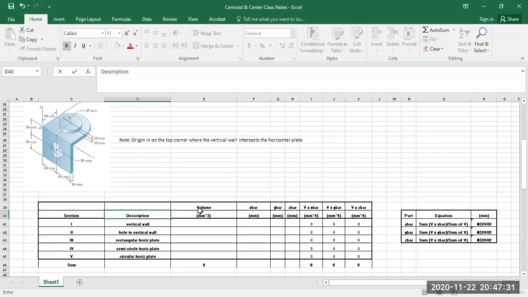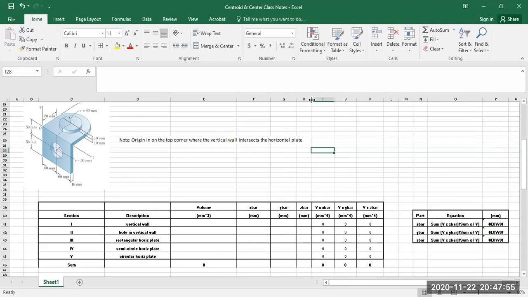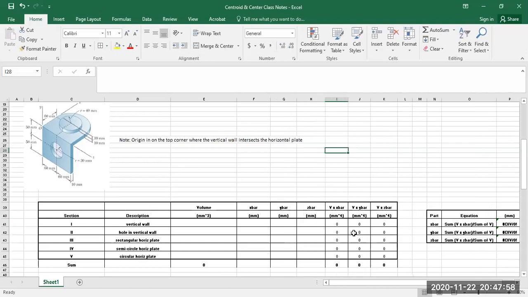Here we're looking at a centroid of volume, so the critical component is volume. If it was two-dimensional and we're looking for centroid, the critical component would be area. If it was center of mass, it would be mass. If it was center of gravity, it would be weight. Okay, and here's my X bar, Y bar, and Z bar. So let's do those first, and then we can talk about the other columns at the end.